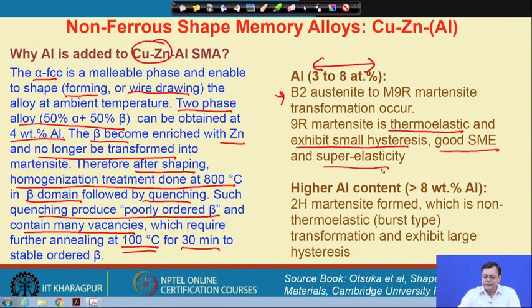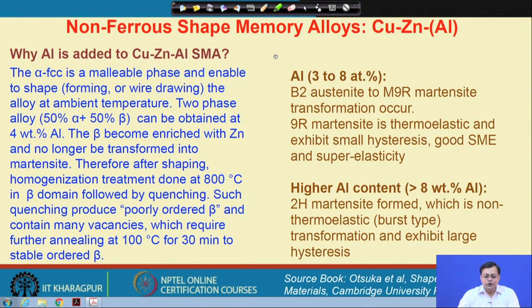superelasticity. Whereas, if we go beyond 8% aluminum, then instead of this 9R martensite, we get 2H type of martensite. And the problem with 2H type of martensite is that it is a non-thermoelastic martensite, which occurs by a burst type. Okay. And it usually exhibits a relatively larger hysteresis, which sometimes may not be desirable.